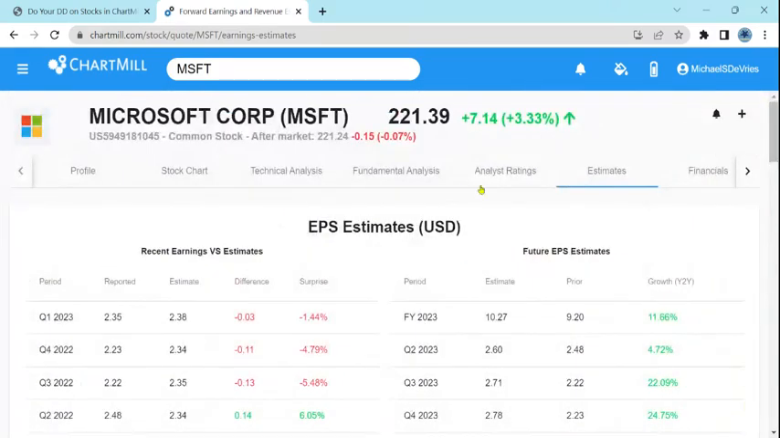So again, all this data will help you with your due diligence on a stock in the Estimates tab on ChartMill, relative to an earnings report. Do you want to buy before or after an earnings report? What's the tendency in terms of beating or missing estimates? And then what is the expectation going forward in terms of their estimates? So we hope that helps as well.